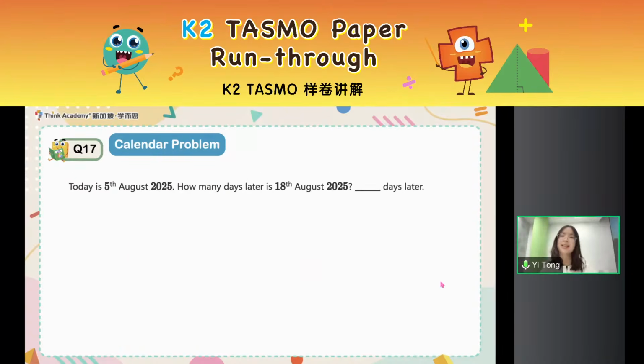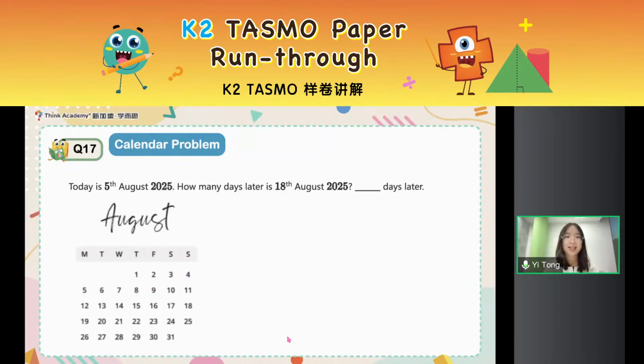Now, we're going to look at the calendar problem. So I'm going to show you a calendar of August. Here we go. Today is 5th August 2025. Okay, imagine we went on a time machine and today is 5th August 2025. How many days later is 18th August 2025? So same month, same year.